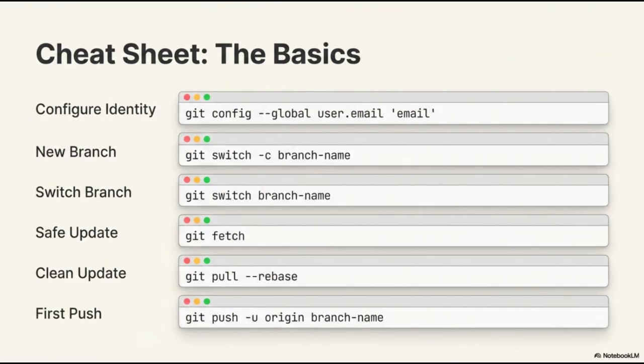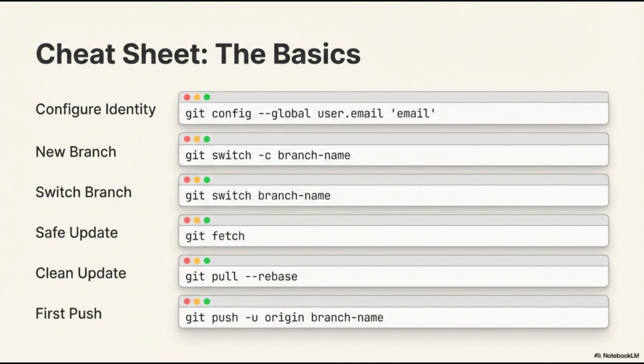This cheat sheet outlines the basic Git commands required for an efficient development workflow. We begin with identity configuration using git config --global user.email, which ensures your contributions are correctly attributed. To streamline branch management, git switch -c creates and switches to a new branch simultaneously, while git switch allows you to move between existing ones. For updates, git fetch provides a safe way to download remote changes without modifying your local files. To keep your project history linear and organized, use git pull --rebase for a clean update. Finally, when performing your first push, git push -u origin, followed by the branch name, will upload your work and establish the necessary upstream tracking.